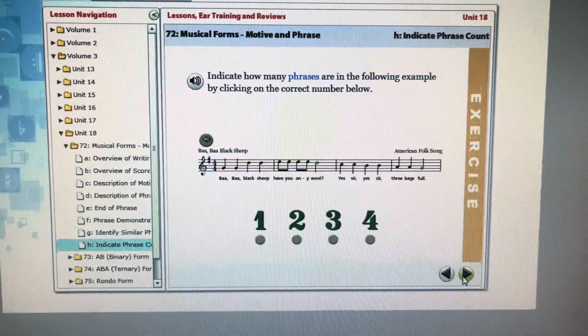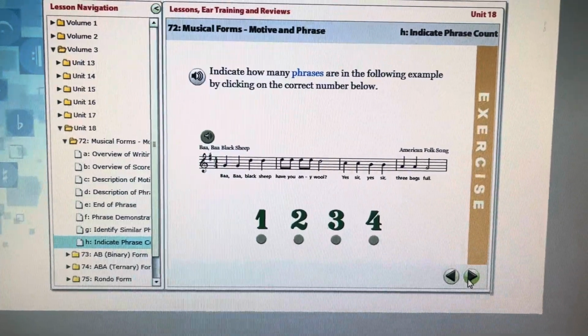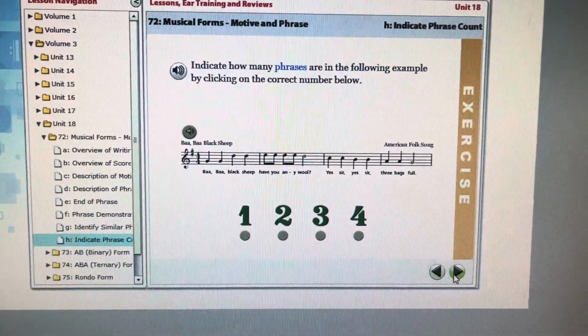No, play again. I won't do it again. All right. Let's see. This is the same as what's in your book.